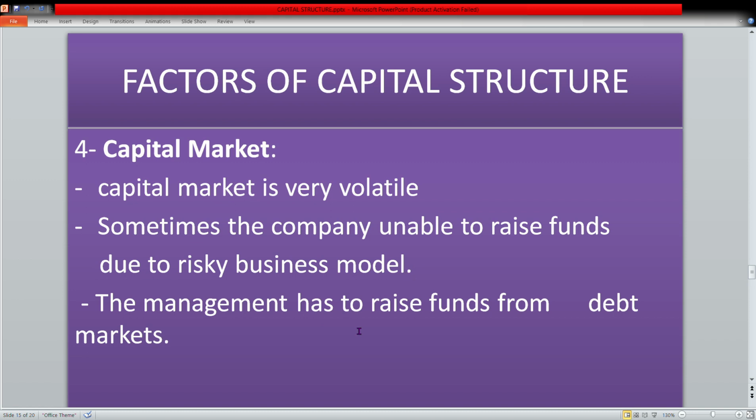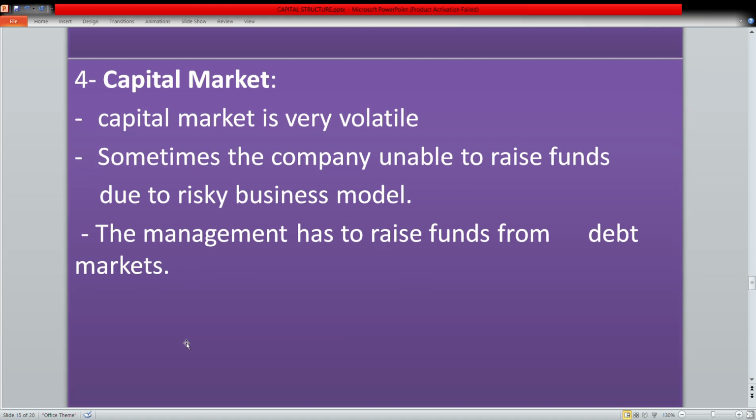And the management has to raise funds from the debt market. It is not easy to raise the fund by issuing equity share. Therefore, the management always try to take loan for financing the project. This is again making the things a little bit risky. Therefore, capital market is also a factor to be considered in capital structure.